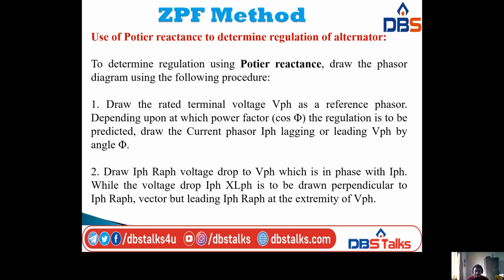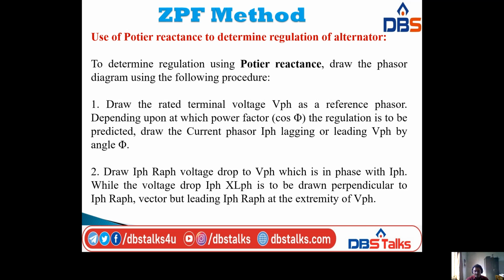Okay. And next, the use of Potier reactance to determine the regulation of an alternator, that is, the voltage regulation. To determine the regulation using Potier reactance, we use the previous formula, that is XL is equal to length of RS into length of BC by IA phase. To determine regulation using Potier reactance, draw the phasor diagram using the following procedure.